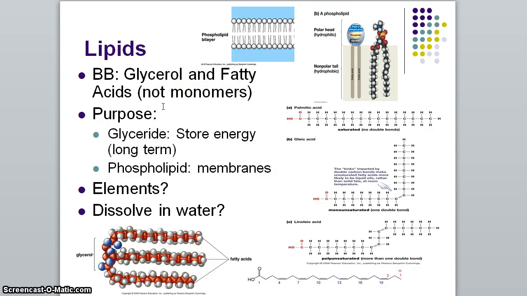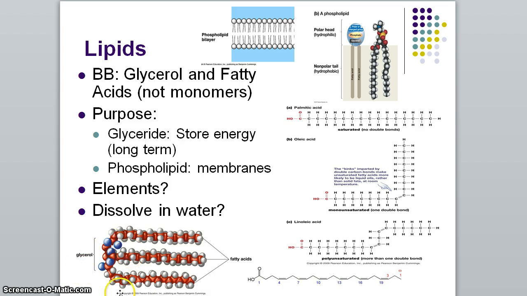The purpose, okay, is to store energy in the glyceride form. Okay, this is long-term energy. So if you have any fat cells in the body, that's where the fat is stored for a long period of time before it's needed. Phospholipids are going to be part of membranes. So typically the elements that you'll see are carbon, hydrogen, and oxygen in fatty acids. In phospholipids, though, they will have a phosphate group.